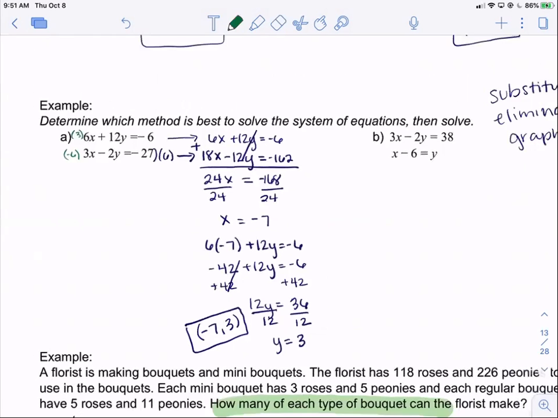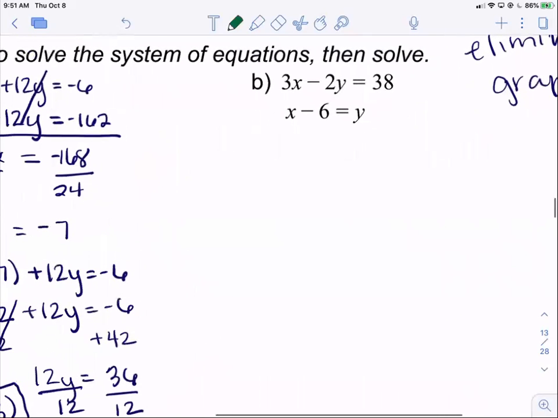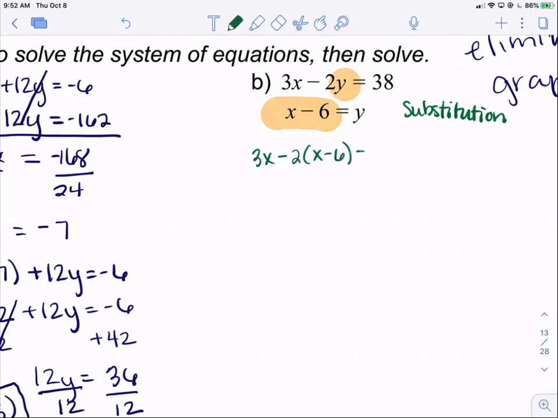All right, let's look at B. 3x minus 2y equals 38, and x minus 6 equals y. Should we use elimination, substitution, or graphing? Why should we use substitution? We already know what y equals. Y is already by itself. So I can take this x minus 6, and where am I going to plug it in? We're going to plug it in for the y. So if we plug that in, we have 3x minus 2 times the quantity x minus 6 equals 38. Now we have an equation with just x in it.